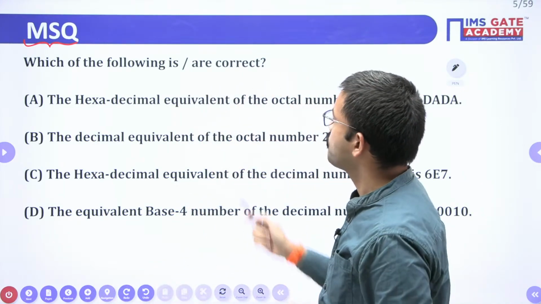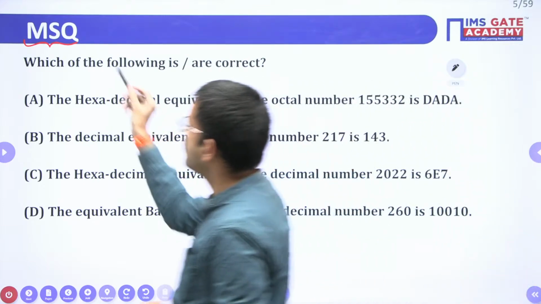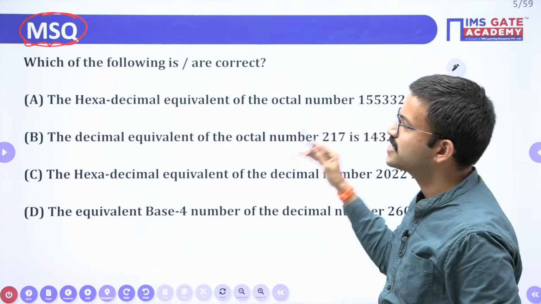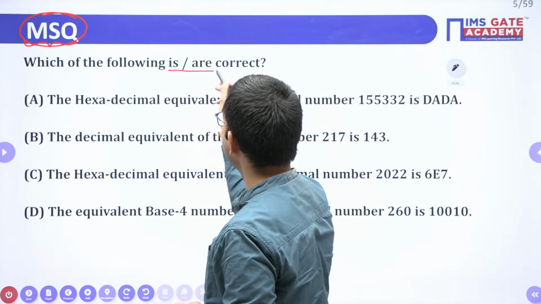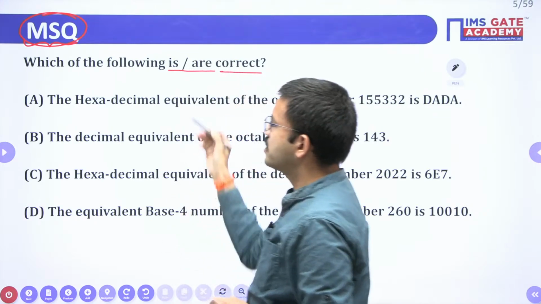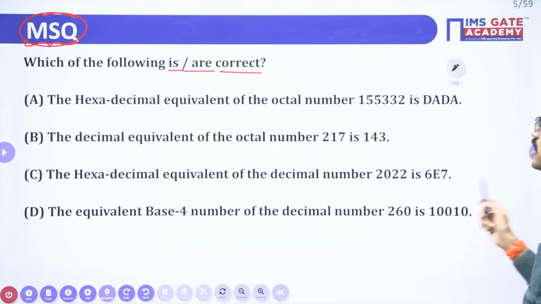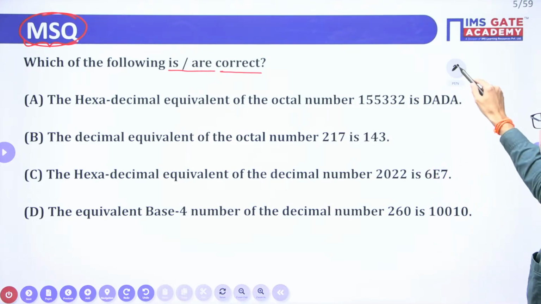So all of you try to verify option by option carefully. Especially when you're having MSQ, you have to verify option by option carefully whether it is correct or not. The question is, which of the following is correct? They have given 4 choices. Read the statement carefully and recall the concepts related to the number system conversions. Try to solve this question.